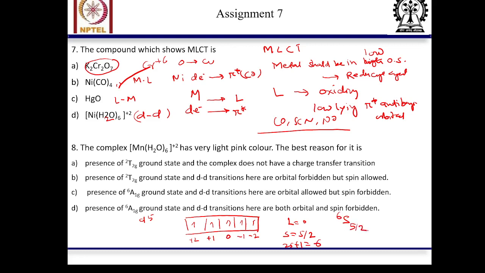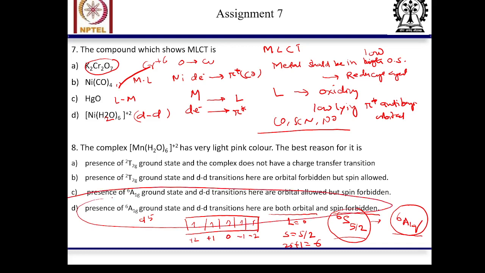5/2, that is your ground state. This S orbital will split into one, which is called A1g. So 6A1g will be the ground state. I will discuss in detail once I discuss the orbital. So the first thing is that this is the S orbital, so it is both orbital and spin forbidden. That's why most of the manganese complexes are very less intense, or we can say they are very feeble in color.